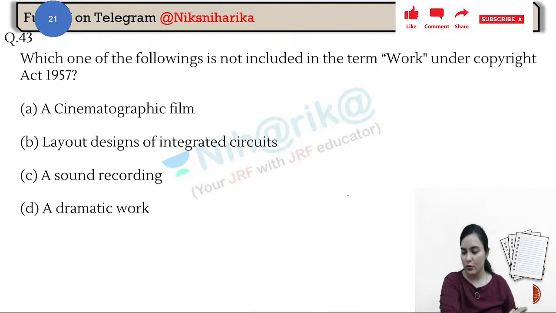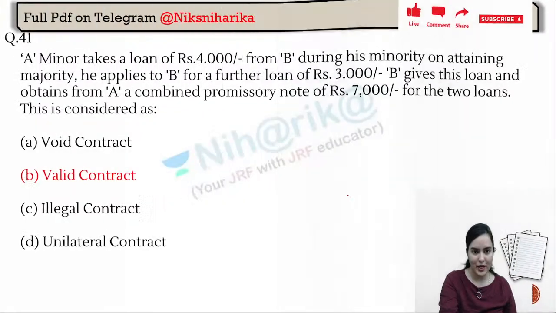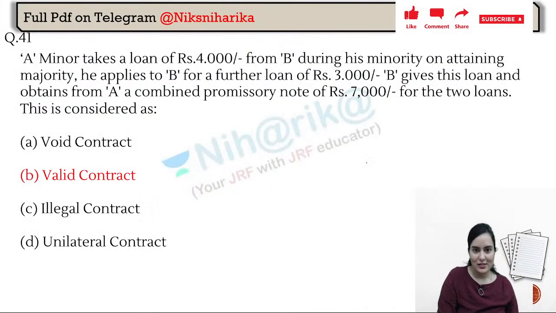But ma'am, if we know that one is minor, so why process? No, he is not minor. Wait, let me go back. See, on attaining majority, he is signing the promissory note. So after attaining the majority, he is signing the promissory note.